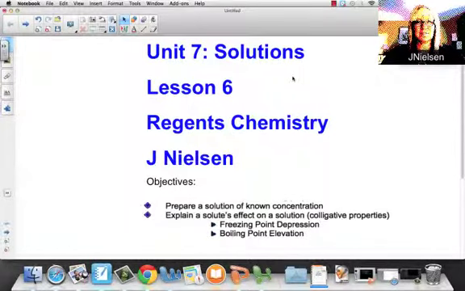Okay, so this is our last lesson in solutions. This is lesson 6, and what we're really going to concentrate on today is explaining how a solute's effect on solution comes into play. This really has to do with freezing point depression and boiling point elevation, and it is tested on the Regents. And then the last thing I'm going to go over is how to prepare a solution of known concentration.